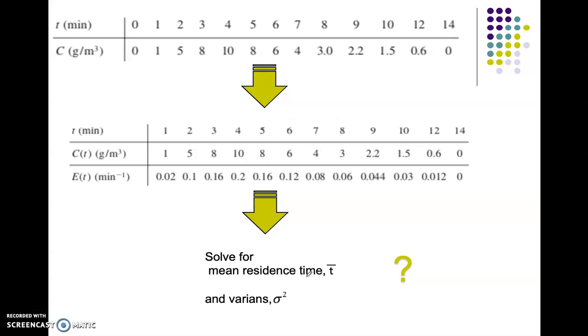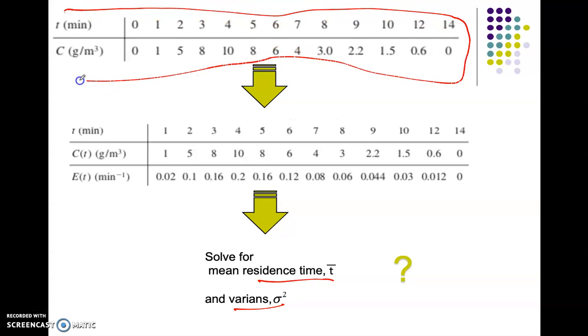For the same example, you calculate and get your ET. Now I would like you later to solve for your mean residence time and also the variance using this example. I would like to see that. Maybe I will ask Prof Zin whether you can submit the answer to me as an assignment and send it to my email.